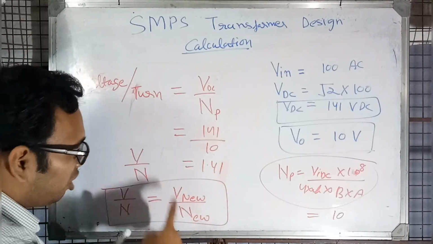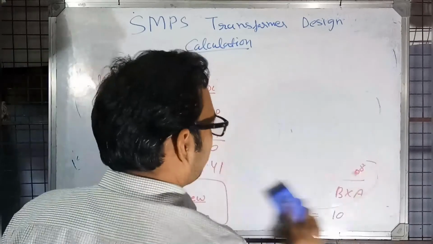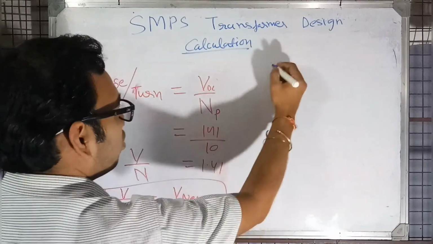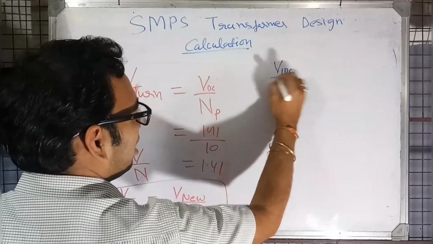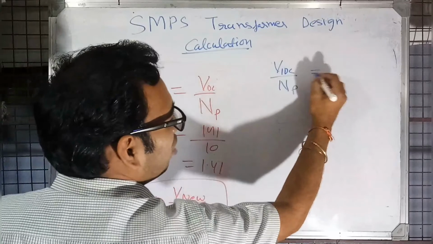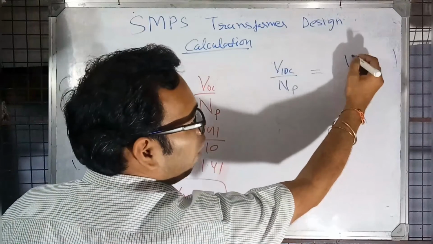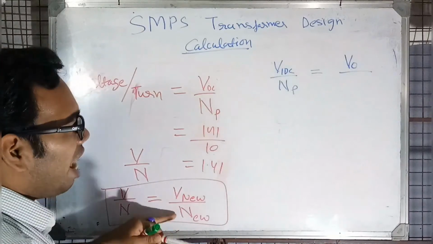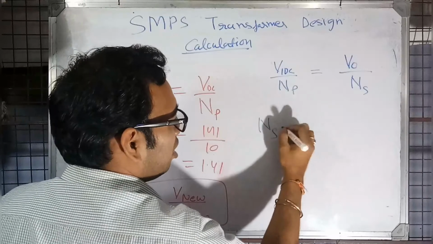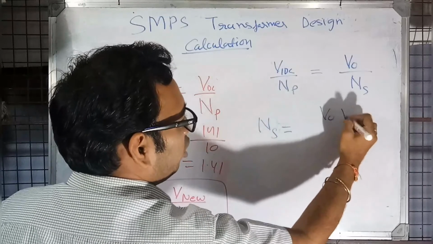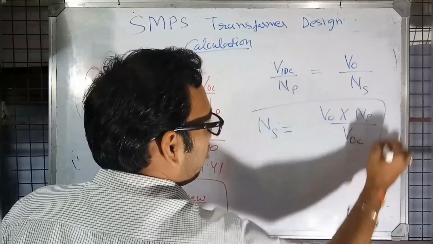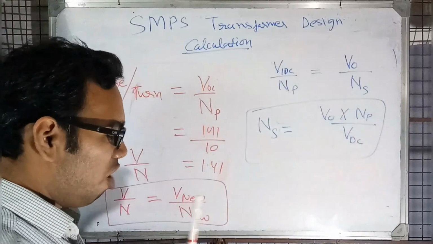Now we will calculate this. In place of V in, we can write V in DC. Np is the number of turns in the primary, which we have calculated. V new is V output, whatever we want, and N new is the secondary. Ns we have to find out. So from this formula, Ns is equal to V out into N primary divided by V DC. From this formula we got the value of Ns.